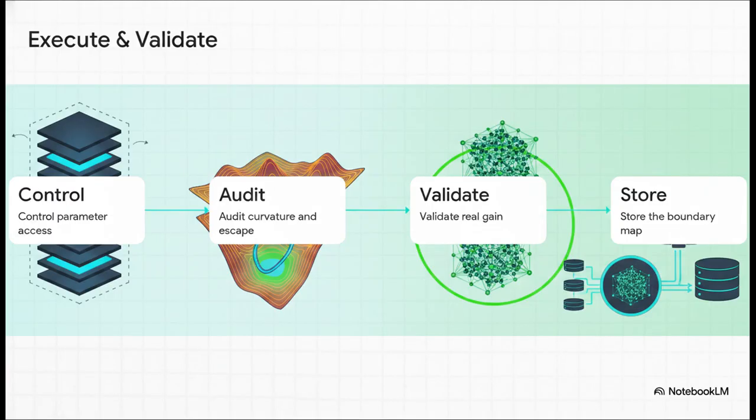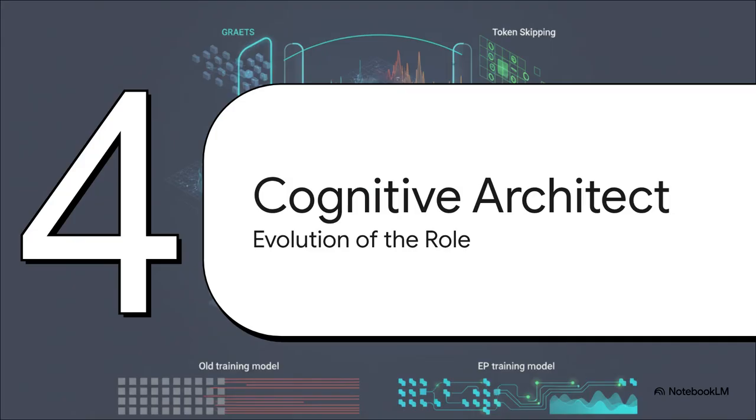Then the second half of the loop takes over for execution and validation. It executes the surgical parameter updates through Lisa, audits the curvature to force an escape from any of those brittle minima via SAM, and then it strictly validates that the compute was genuinely converted into stable capability. Finally, it stores the boundary map for the next cycle. It's this beautiful, continuous, self-correcting feedback loop entirely designed to maximize actual learning per unit of energy. And finally, Section 5, Rise of the Cognitive Architect.